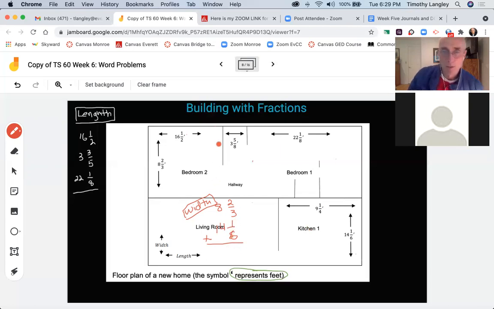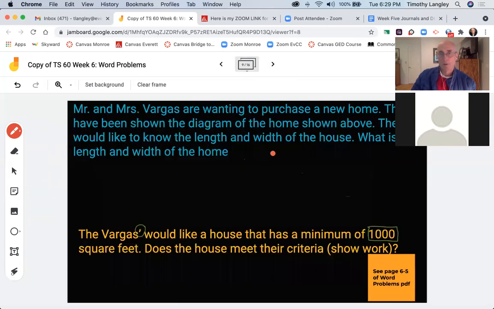Okay. So that's how I would find the length and the width. And that's what the question asks. It just wants to know what is the length and the width of the home. So you would just put those two answers.